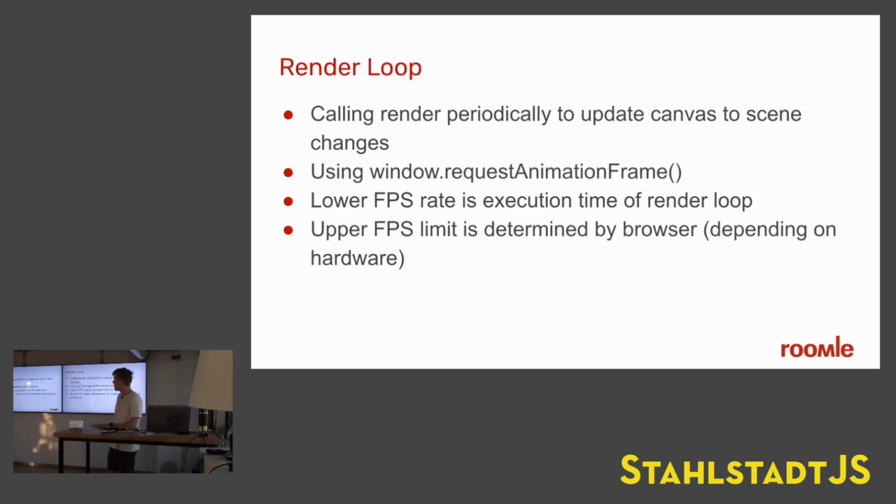And the FPS rate you get is basically the execution time of this function you pass into the request animation frame, which means when you do a lot of stuff in this function, your FPS, your frame rate will drop down. And normally the upper frame limit you have is determined by the browser, which is also depending on the hardware. For example, on this notebook I get about 60 frames. I think it's limited to 60 frames in Chrome, and on some gaming PC it's limited to 120 frames. So it depends on the hardware.